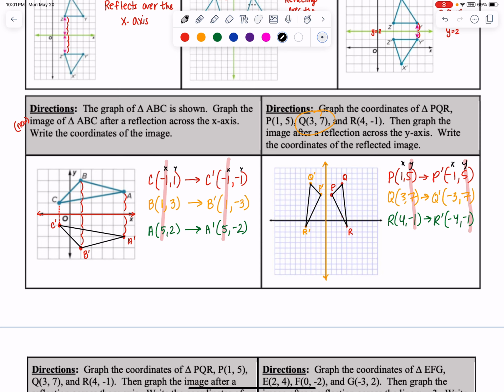Reflect across the y stays the same, stays the same, stays the same. Reflect across the y stays the same, but x must change its sign.